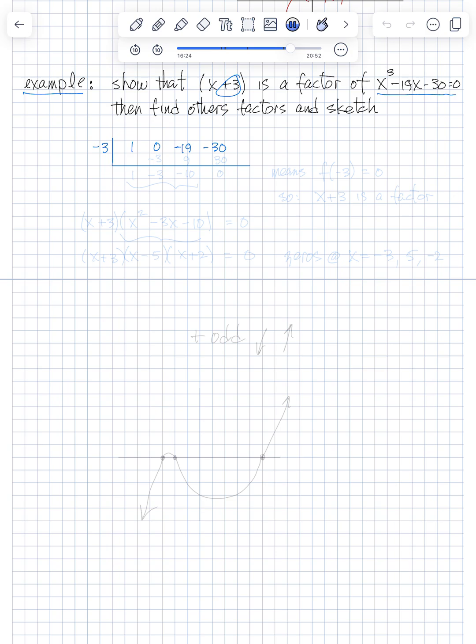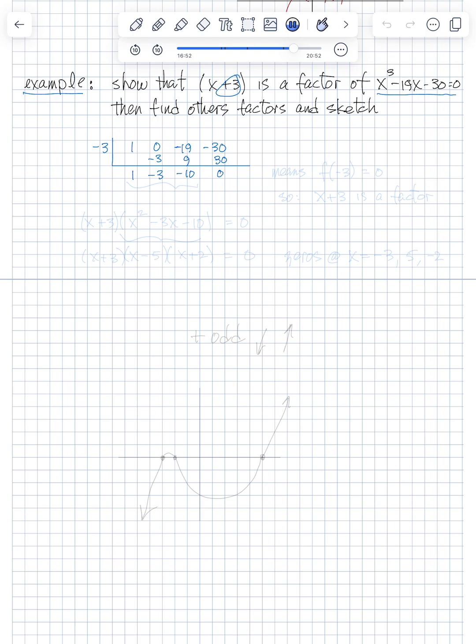Okay, bring down the 1. Negative 3 times 1 is negative 3. Add them, negative 3. Negative 3 times negative 3 is 9. Add negative 19 and 9, we get a negative 10. Negative 3 times negative 10 is 30. Negative 30 and 30 is 0.